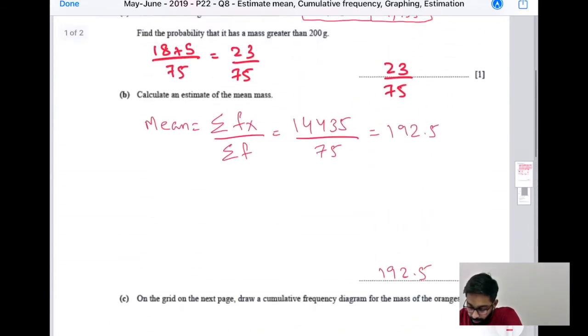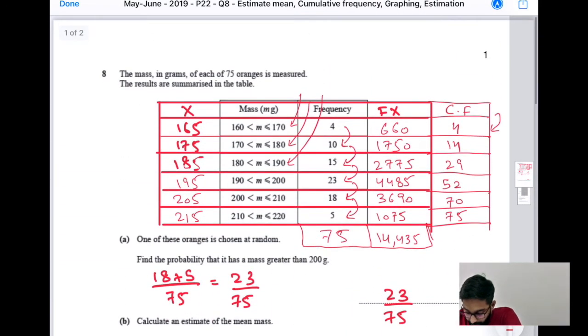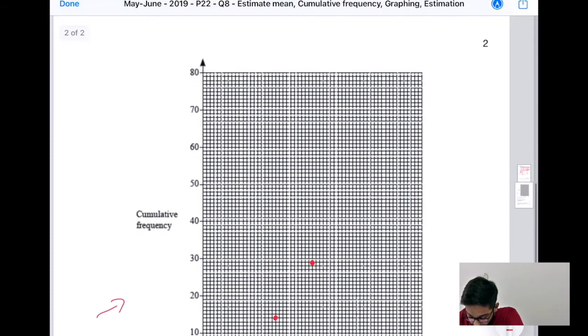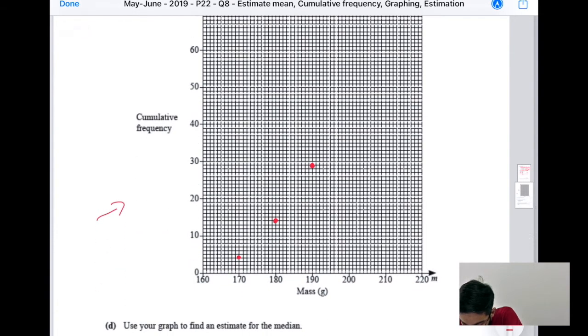Okay. The next one is 252. So at 200, we draw a line at 52. Let's see where that is. It is going to be there.